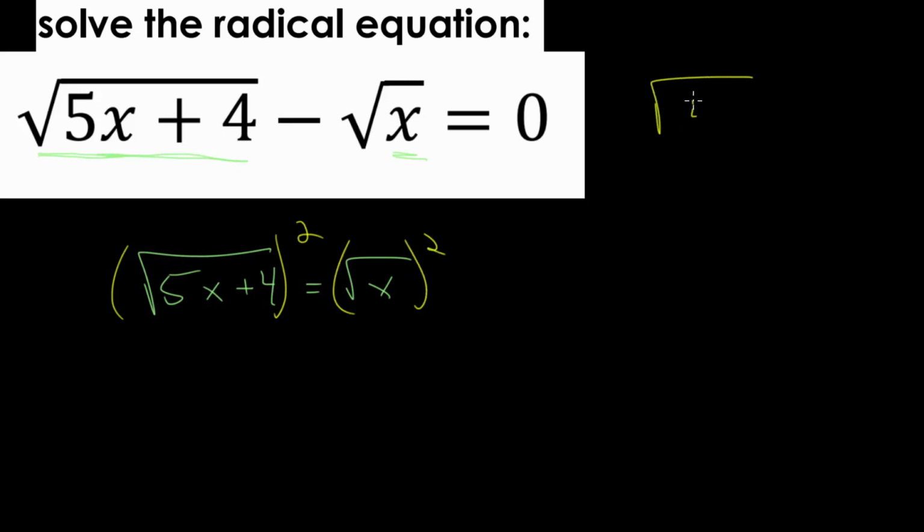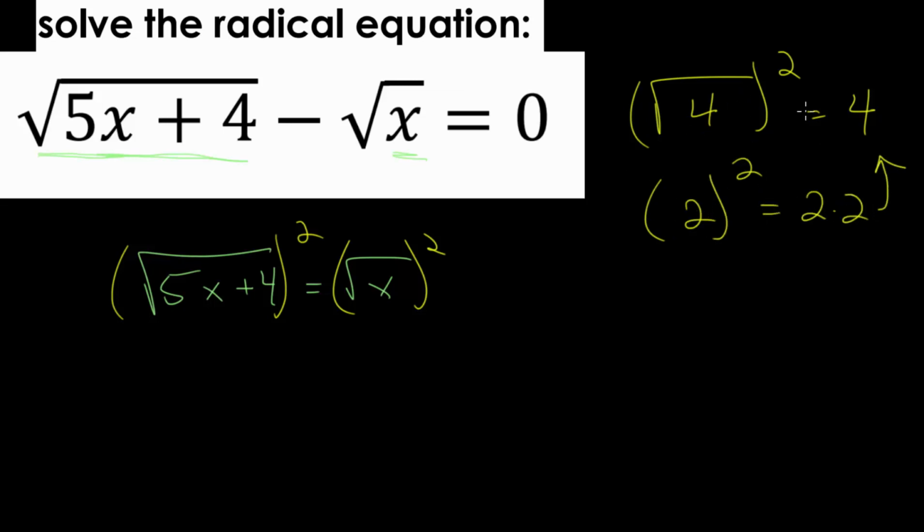Since, let's say we have the square root of 4 and we square it, the square root and the square cancel and we just get back 4. And you can see that if you take the square root first, the square root of 4 is 2, and when we square 2, 2 times 2 is equal to 4. So we get back 5x plus 4, and we just get back x here. Now we have a linear equation, which we can solve.